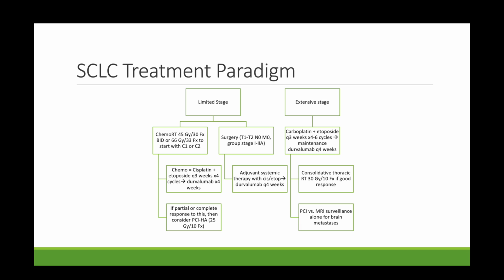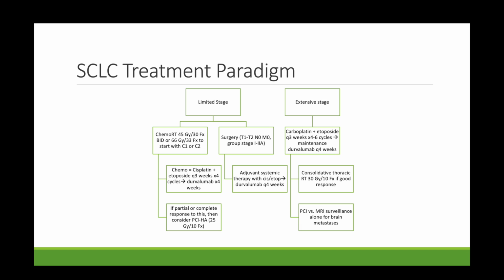And with small cell lung cancer, there's also data for prophylactic cranial irradiation. I didn't mention this for limited stage, but there's data for prophylactic cranial irradiation in both limited stage as well as extensive stage disease. As I said earlier, small cell lung cancer has a high propensity of metastasis to the brain. So let's start by talking about limited stage disease.